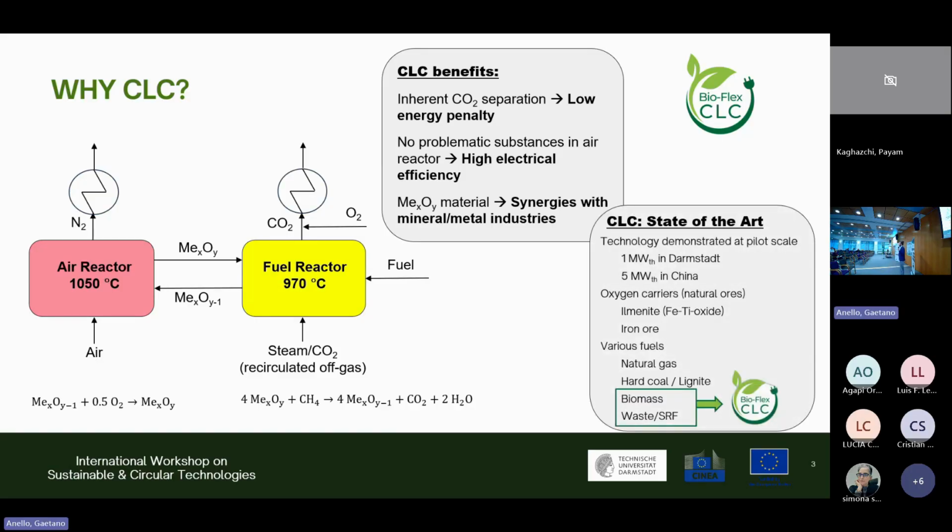Current state of the art, what is this technology? It's not used commercially yet, but it has been tested on various pilot scales all the way up to 5 megawatt, recently demonstrated in China. With this oxygen carrier material work, at least on large testing scale, being centered around cheap natural ores, mainly ilmenite and other iron ore candidates. And for the fuels, the technology has originally been proposed and mostly tested with different fossil fuels like coal and natural gas. And now, also within the BioFlex project, we want to apply it to residual biogenic fractions and also other waste streams, which are not easily reused in any other way.